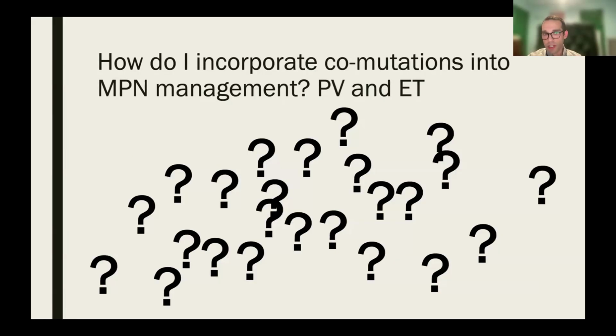How do I incorporate co-mutations into MPN management is a different story, and this is a little bit more confusing. So the real answer is that we don't typically incorporate co-mutations into PV and ET management. And I think a main reason for this is that people with ET and PV do relatively well, right? I mean, compared to other blood cancers, like acute leukemia, let's say, or high risk multiple myeloma, where we have the ability to detect differences in treatments because those differences show themselves quickly.